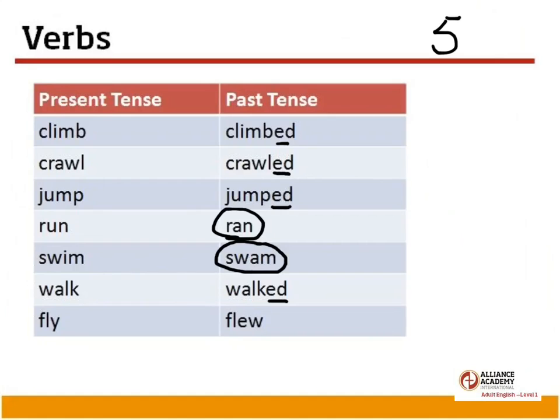Walk, past tense is walked. And fly is also irregular. The past tense is flew. That's a quick look at the objectives of Module 5 and a quick look at what we will be covering.